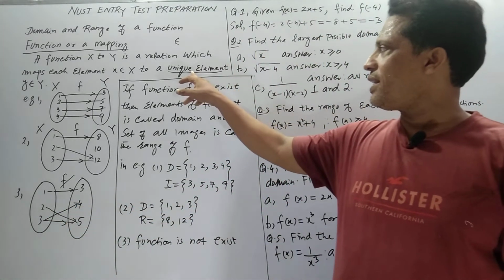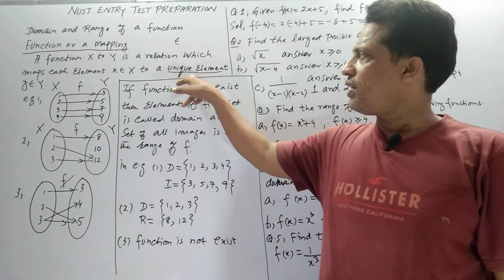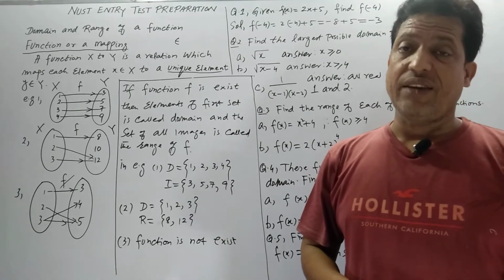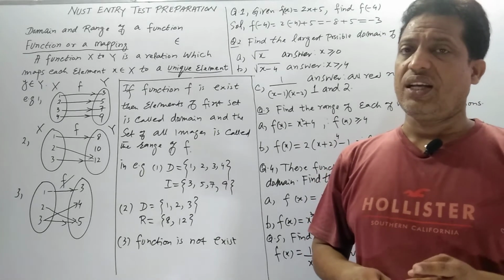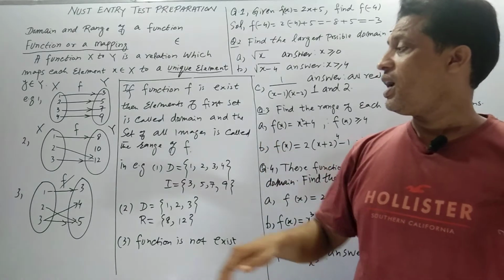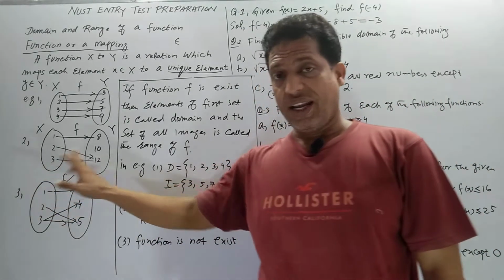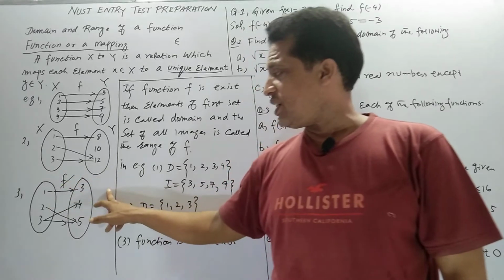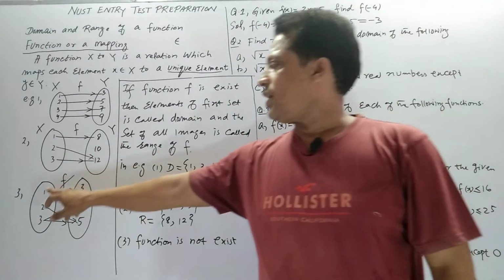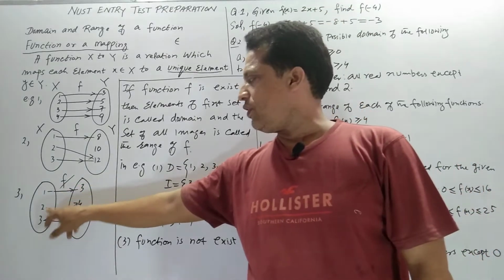So the uniqueness part of the definition of function is not fulfilled. Therefore, it is not a function. The first part of the definition is fulfilled. What is the first part? All the elements are involved. All the elements of the first set, not the second set. One involved, yes. Two involved, yes.